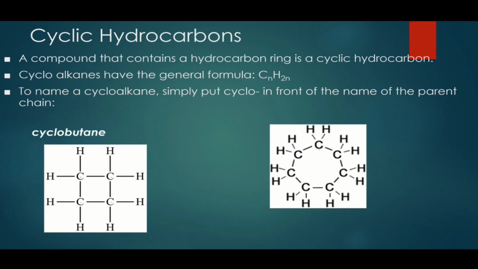In another example, we have 1, 2, 3, 4, 5, 6, 7 carbons. We have to think about what that prefix is. 7 is hept. They're in a circle, a ring. They're all single bonds. So cycloheptane. That's how you name cyclic hydrocarbons.